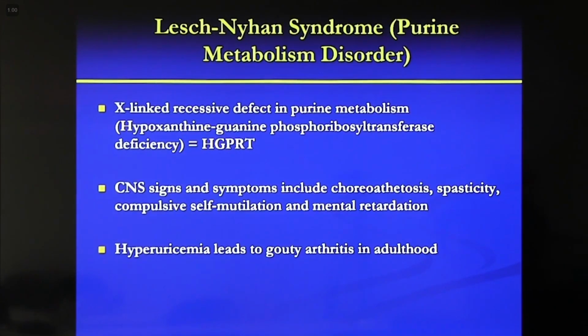So Lesch-Nyhan, this is an X-linked disorder of purine metabolism. So what happens is you have to recycle purines. Okay, so remember, purines are used in making DNA, and you have to be efficient. If you let all those purines go, you're in big trouble. The classic signs, though: self-mutilation, if you see self-mutilation, that could be Lesch-Nyhan. Choreoathetosis, those movements, you get hyperuricemia.